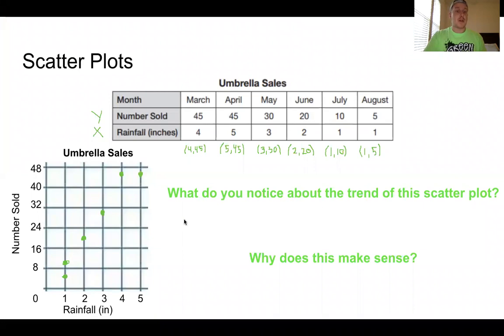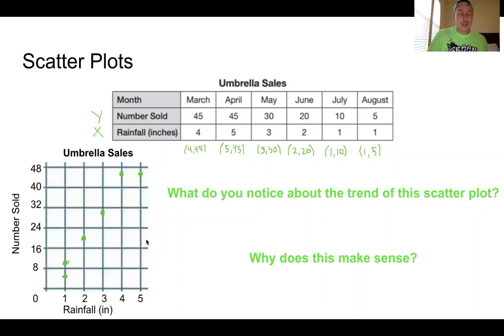Yes, it would definitely be an upward trend because we're seeing the dots as we go down the x-axis, it's increasing on the y-axis. Why does this make sense? Well, if we're going to have a lot more rainfall, I'm more likely to go out and buy an umbrella. I honestly don't use umbrellas very much because I don't stay too much outside. But if it's raining a whole bunch, I definitely get my umbrella out, okay?